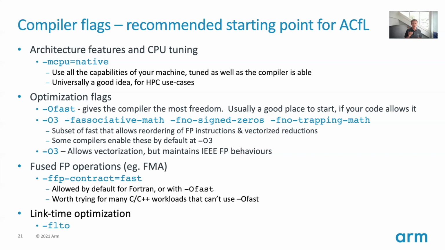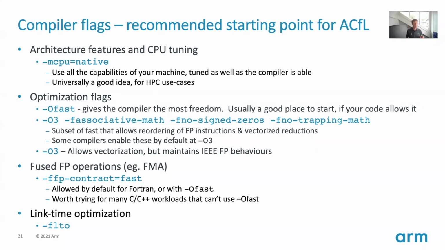And it's allowed by the Fortran language, so it's enabled by default on ARM compiler for Linux's Fortran compiler, but it's not enabled by default for C and C++, because the language standard doesn't tell you that you're allowed to do that. So if you're not using -O fast, then it's probably a good idea to try adding this. And you can check whether or not it has a negative effect on your accuracy, but that is probably a safe thing to do. Final thing I wanted to mention is a thing called link time optimization.